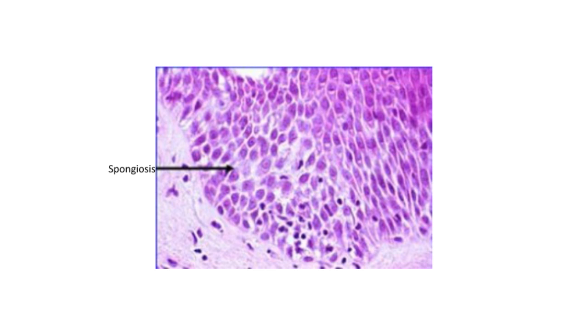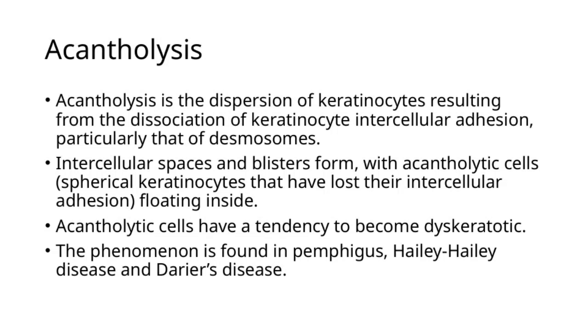about the underlying pathology. Acantholysis is essentially the breakdown or dispersion of keratinocytes, which are the primary cells in the epidermis. This happens because the intercellular adhesion between these cells, especially in the desmosomes, gets disrupted. When this adhesion fails, intercellular spaces open up, and blisters can form as a result. Within these blisters, you'll see acantholytic cells. These are spherical keratinocytes that have lost their connections to neighboring cells and are now floating freely inside the blister.